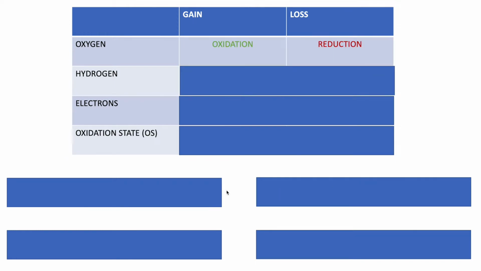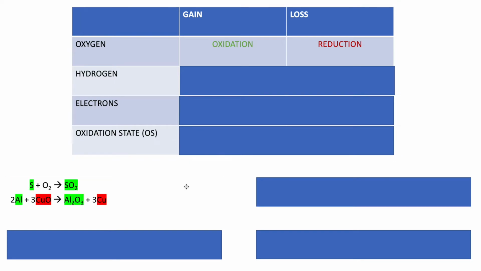Number one, through the gain or loss of oxygen. So if you gain oxygen, of course you are oxidized. If you lose oxygen, you are reduced. So in this example, sulfur gains oxygen. We say that the sulfur has been oxidized. And in this example, we see that copper has lost oxygen. We say that copper has been reduced.